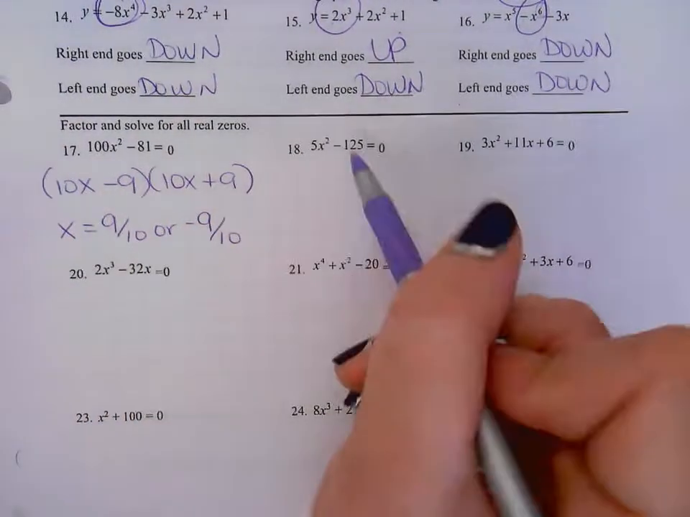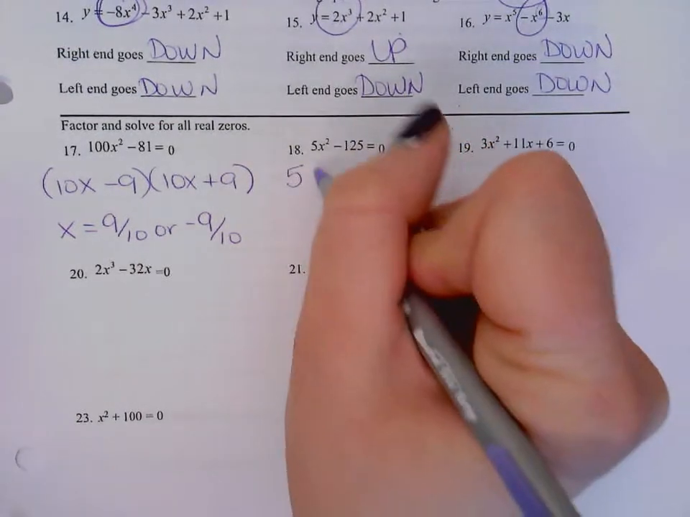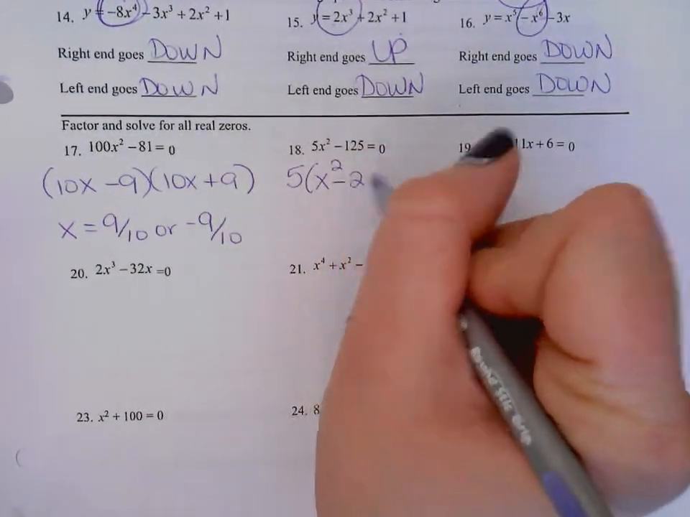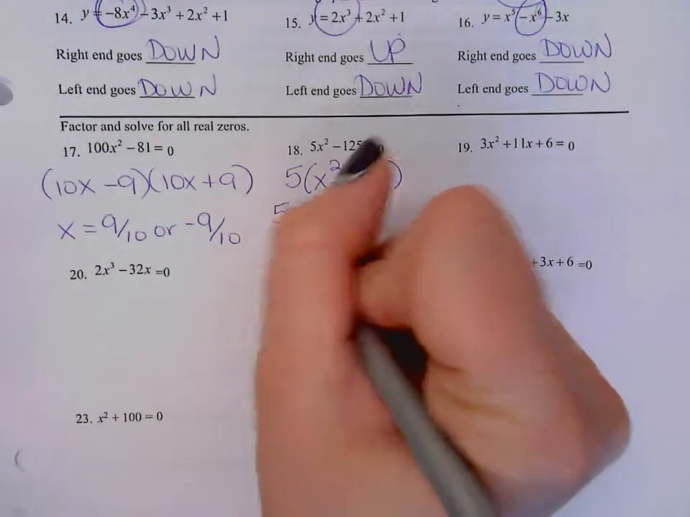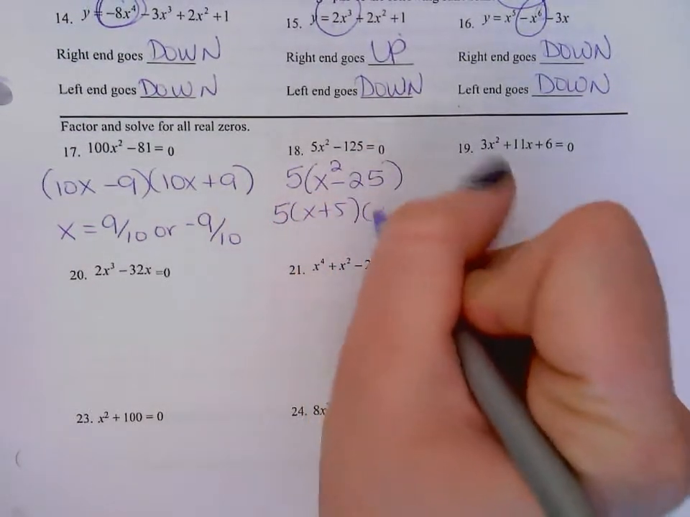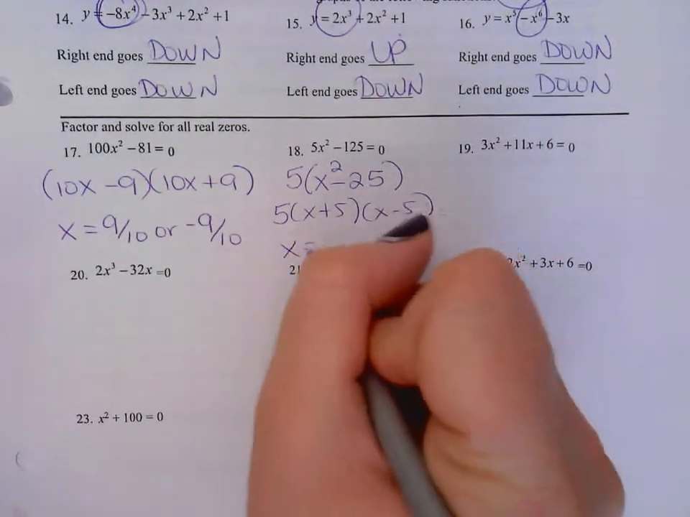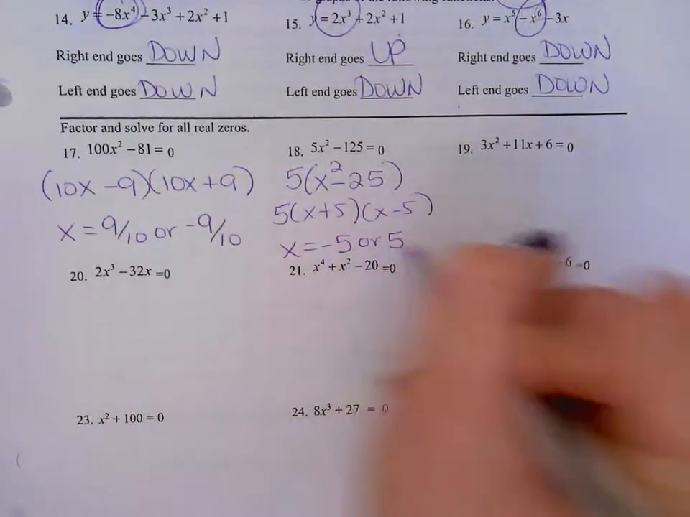Looks like I've got a greatest common factor of 5. So I can pull out the 5 and then factor using difference of squares, (x + 5)(x - 5). So my two solutions are at -5 or +5.